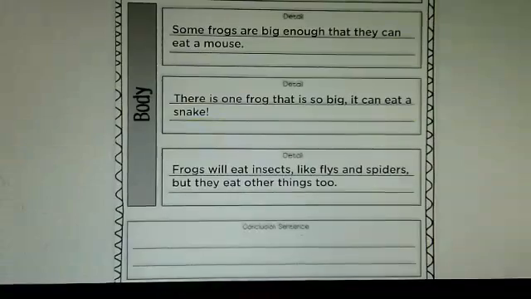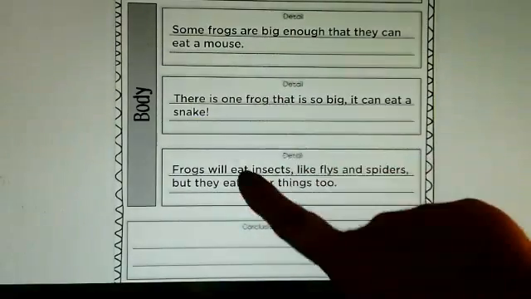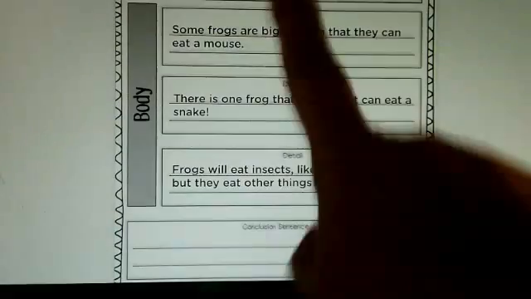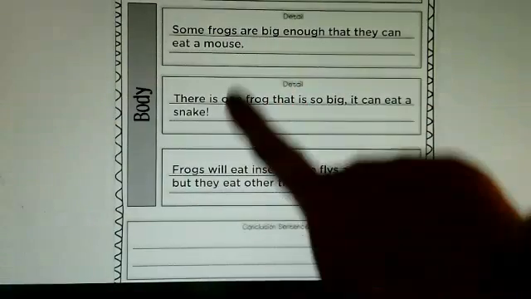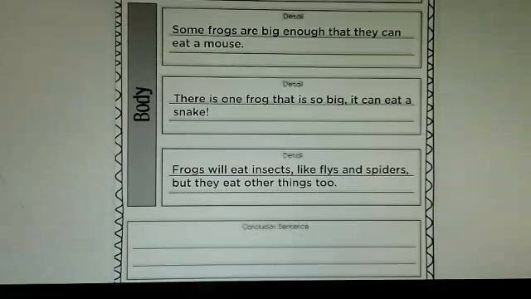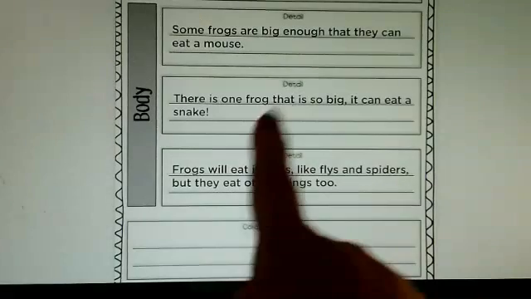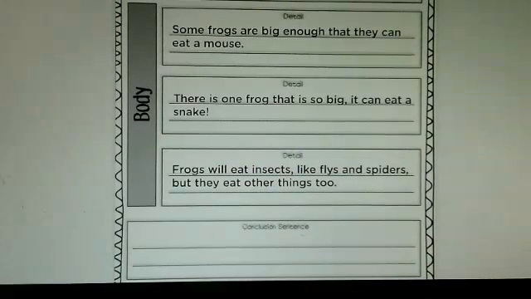Here we go. Okay, I went ahead and I transferred the facts that I had found about a frog's diet over to my page. So I have 3 sentences here. The first one says, some frogs are big enough they can eat a mouse. Second one, there is one frog that is so big it can eat a snake. And lastly, frogs will eat insects like flies and spiders, but they eat other things too.